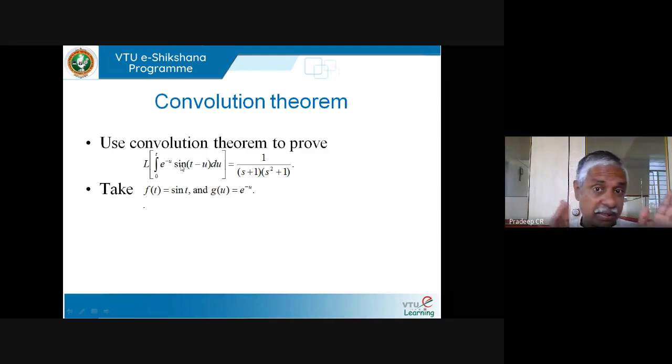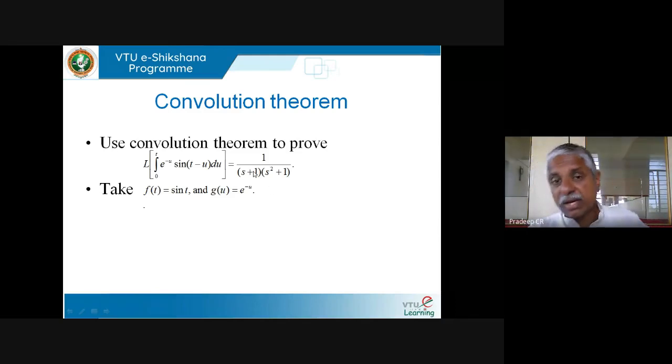I know it requires experience to think like this. That's what your course is all supposed to make you do. So the moment I see this, I can see that this is a convolution of two functions. One is e power minus u, another is sine of t. How do I know this? Actually, I'm cheating. I don't see that from here. I see that from here. In the right hand side, I have 1 by s plus 1 into 1 by s square plus 1, which I can write as a product of two functions.